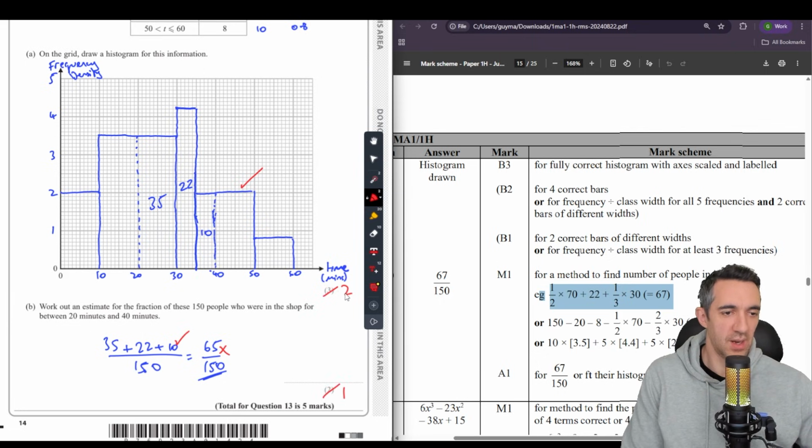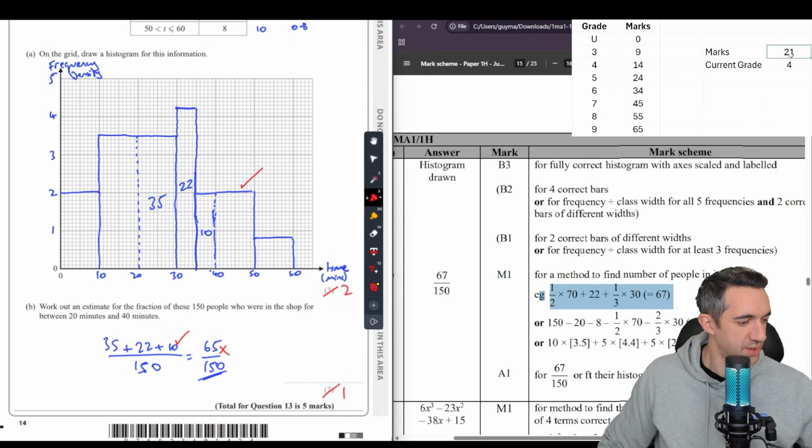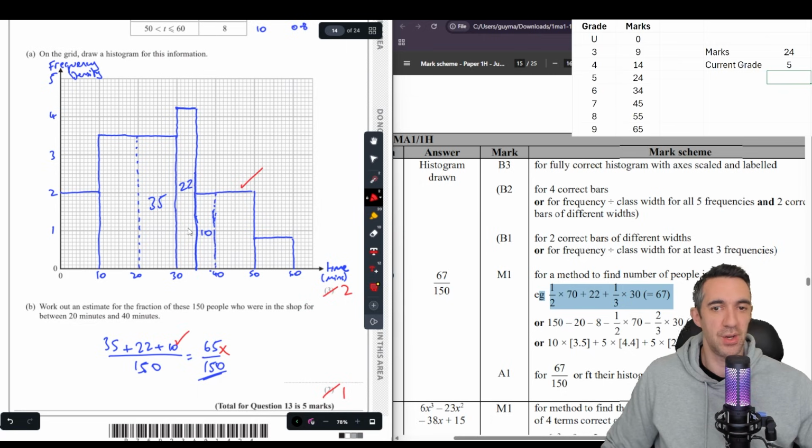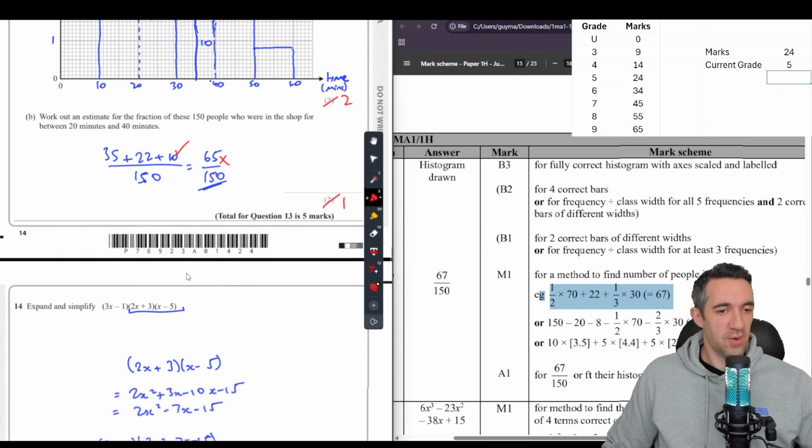So I've got 3. I didn't add those 2 on, did I? So I need to add on both of those 3 marks. So both of those marks. So that's another 3, which now gets me to 24. Yes! 5. Boom, we've hit a grade 5. What are we on? This is question 13. We've hit a grade 5. I haven't got anything right. We're on grade 5 now.